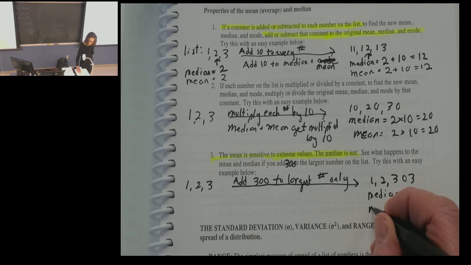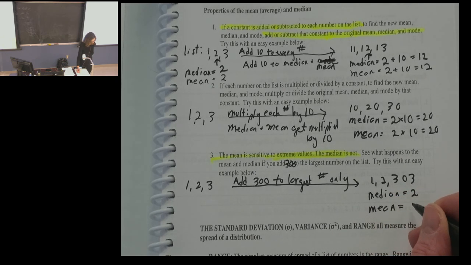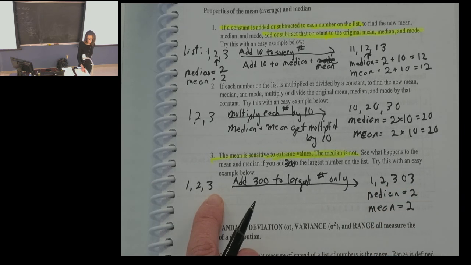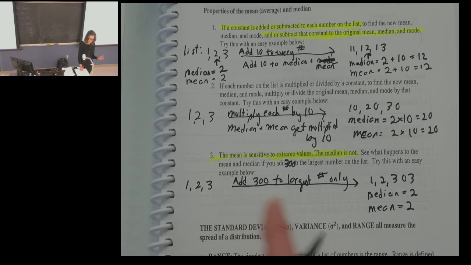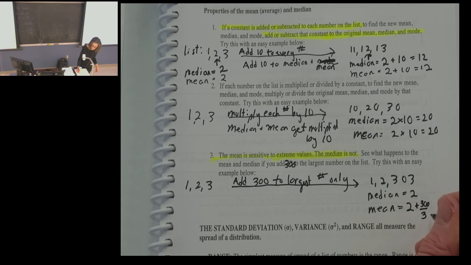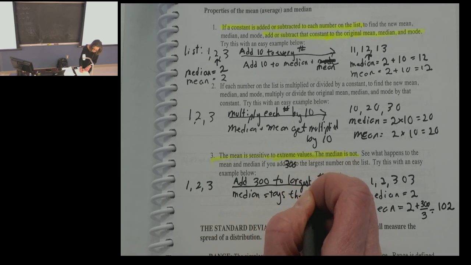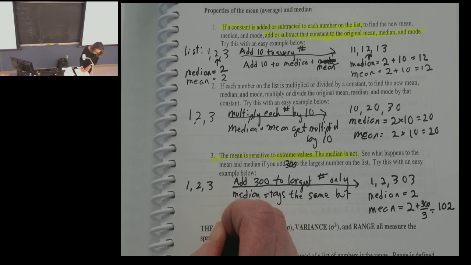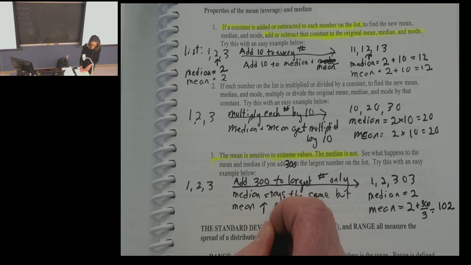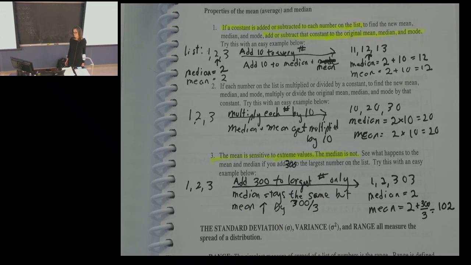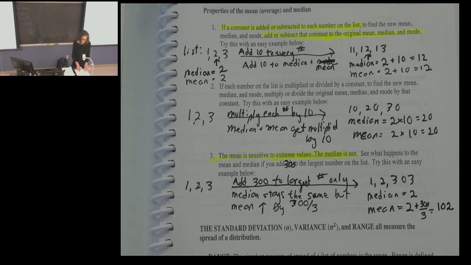But what happens to the average? What happens to the mean? The mean is going to increase, right? You take your original mean, plus if you change this to 303, the sum would go up by 300, which means the average would go up by 300 divided by 3. So it would go up by 100. So here the median would stay the same, but the mean increases by 300 divided by 3. If we added 400, it would be 400 divided by 3, etc. Okay, any questions on that?